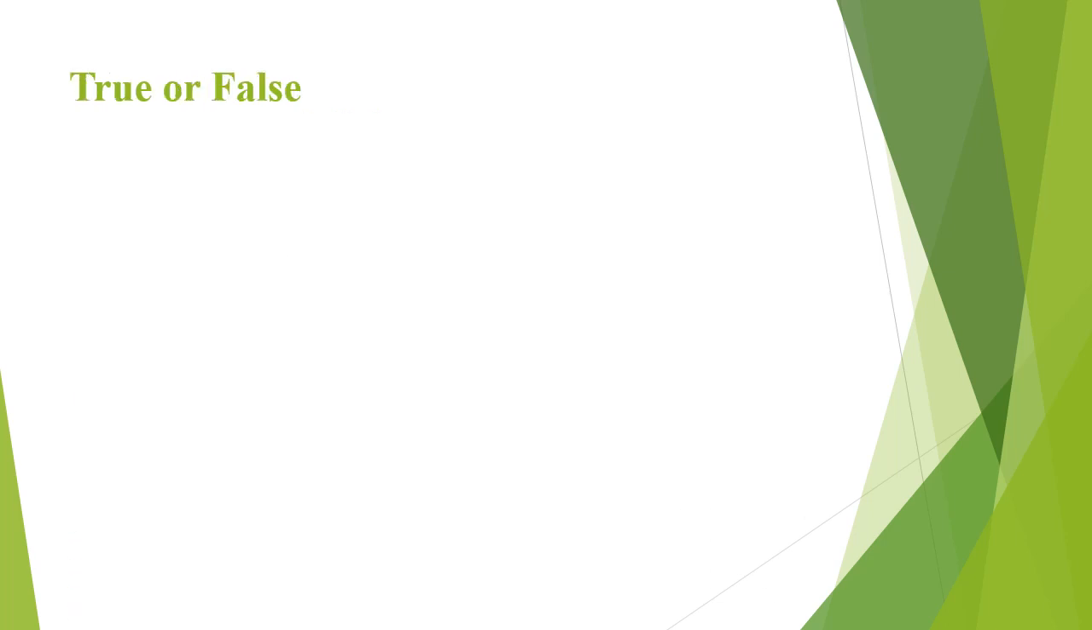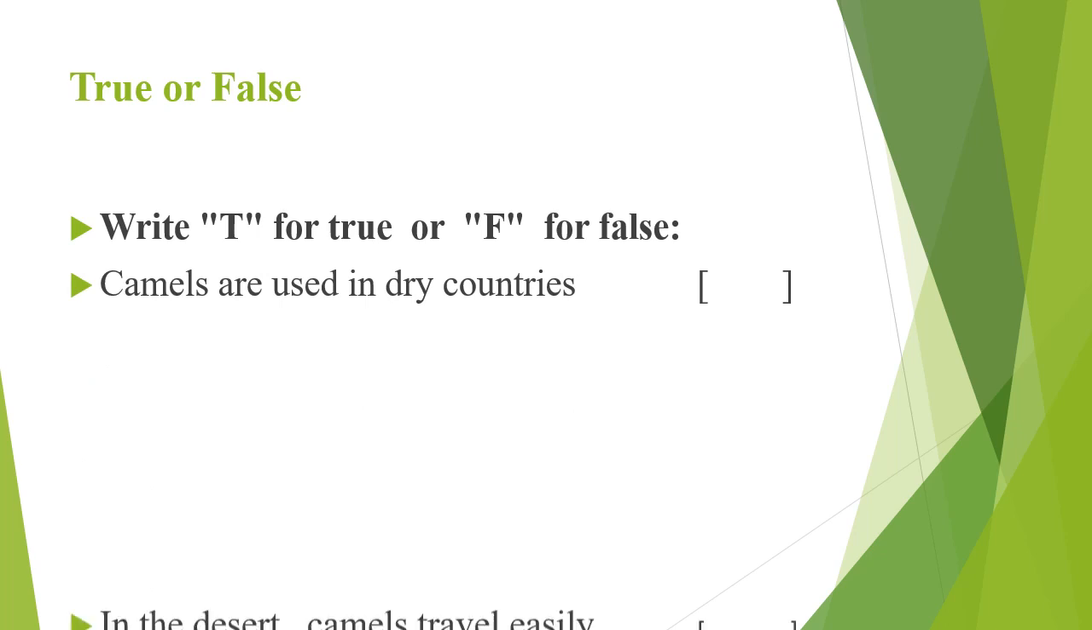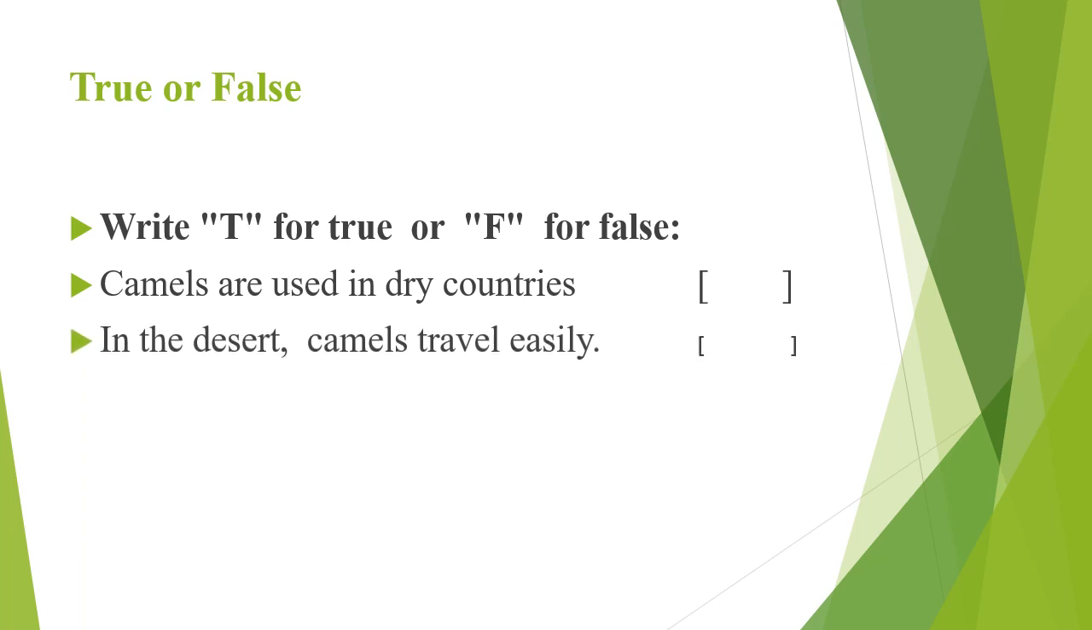Okay. Now to the corner of true or false, and again it's concerned with camels. It is related to the topic of camels. Write T for true, or F for false. Camels are used in dry countries. Is this true or false? Choose either T for true or F for false. In the desert, camels travel easily. Is this true or false? Is it true or not true?